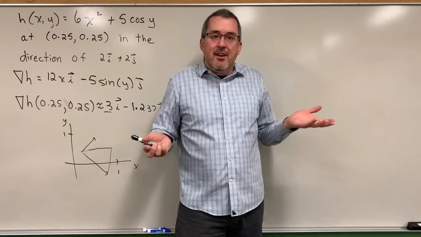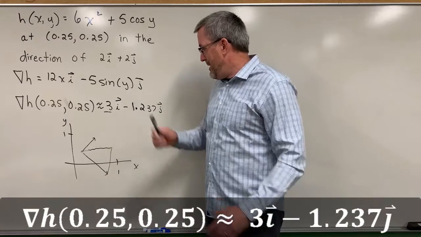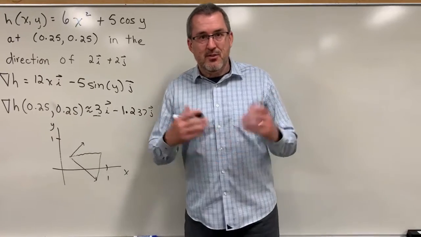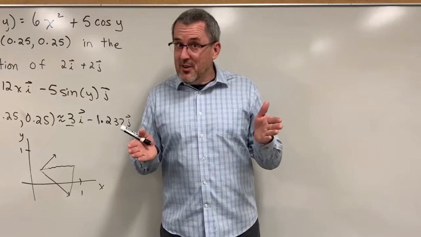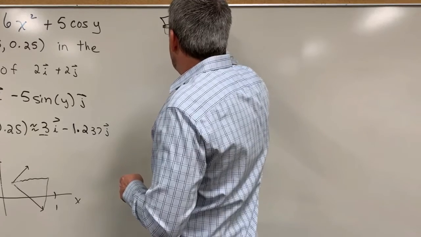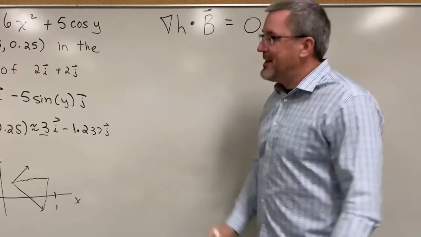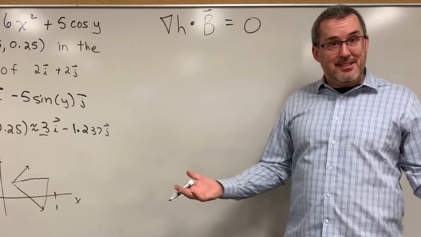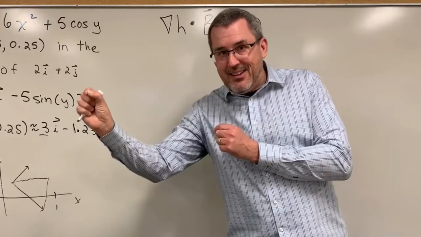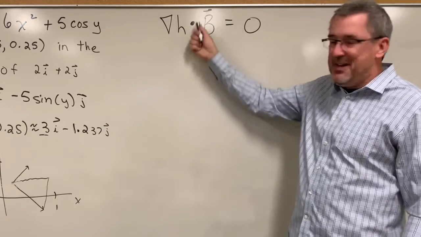So how do we create vectors that are perpendicular to each other? The gradient vector we've got right here is approximately 3i minus 1.237j. We need to create a vector perpendicular to that. So here's the reminder: two vectors are perpendicular when their dot product is 0. So we need a gradient vector dotted with some other vector, I'll call it vector b, so that their dot product is 0. That will guarantee us that the vectors are perpendicular. That will guarantee us that the boat is maintaining a level, and therefore the depth is not changing. So all we have to do is find a vector b.